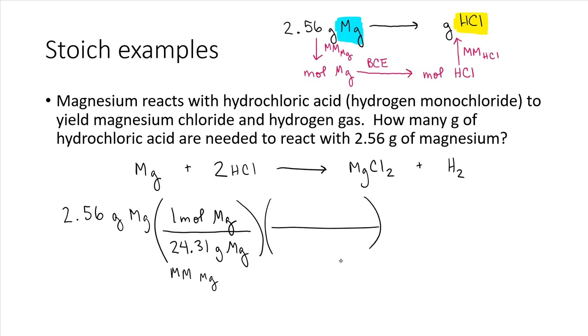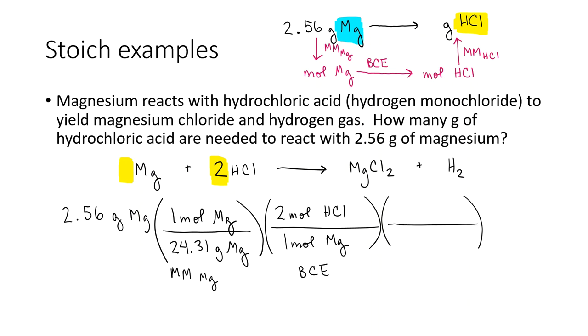Then the balanced chemical equation tells us that 1 mole of magnesium reacts with 2 moles of hydrochloric acid. Those are the coefficients from the balanced chemical equation. 1 mole of magnesium reacts with 2 moles of hydrochloric acid.